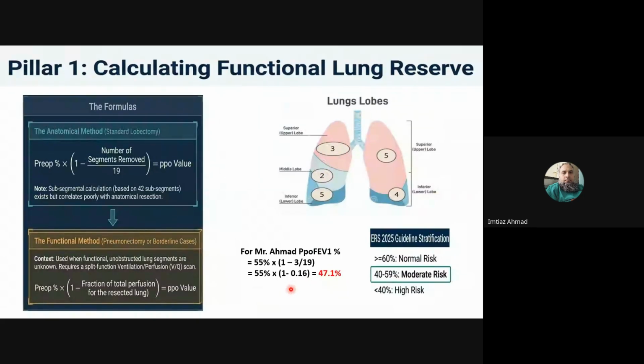So we can calculate post-operative predicted FEV1% by multiplying its pre-operative value of 55% with 1 minus 3 over 19. 3 are the segments which will be removed and 19 are the total segments. So the predicted post-operative FEV1 will be 47.1%. When we compare with the ERS 2025 guidelines stratification, patient will be at moderate risk because his value is between 40 and 59%. The other formula is functional method.